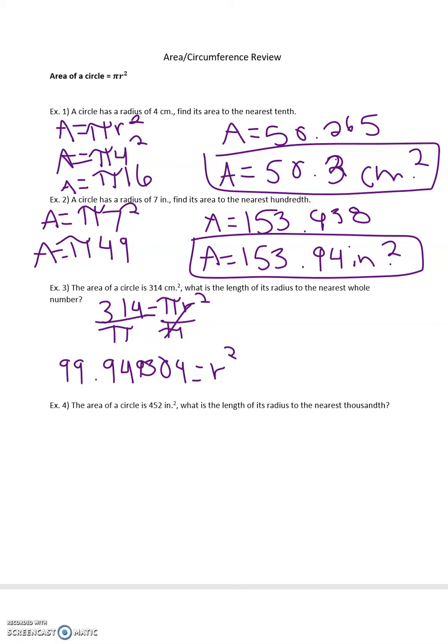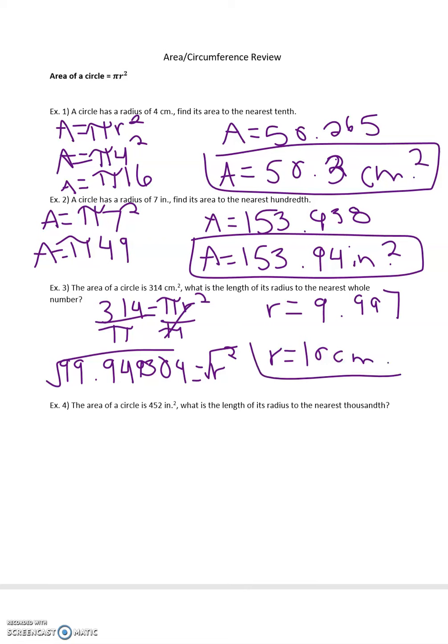So now we have 99.949304 equals r squared, so we're still solving for r, so we want to take the square root. So then we have r equals 9.997. We're rounding that to the nearest whole number, so it's 10 centimeters. So again, if you wanted to pause and try the fourth example on your own, go ahead. I'm going to go ahead and do it.